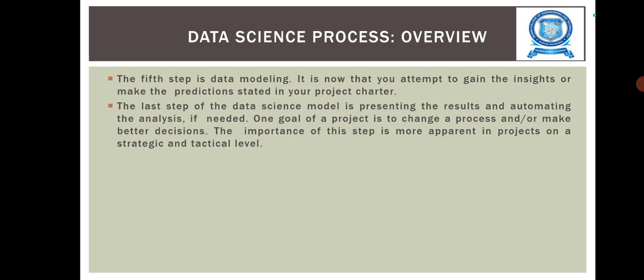The last step of the data science process is presenting your results and automating the analysis if needed. One goal of a project is to change a process or make better decisions. Here you may still need to convince the business that your findings will indeed change the business process as expected. The importance of this step is more apparent in projects on a strategic and tactical level. Certain projects require you to perform the business process over and over again, so automating the project will save time.